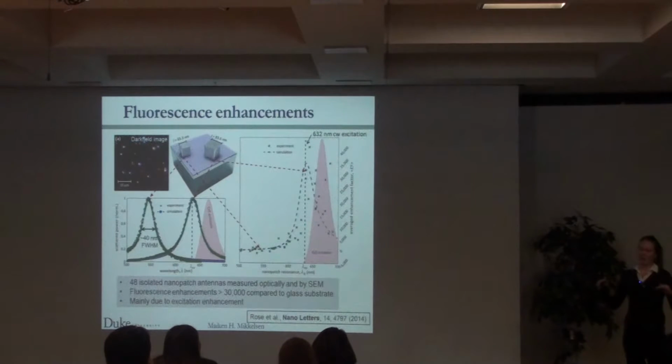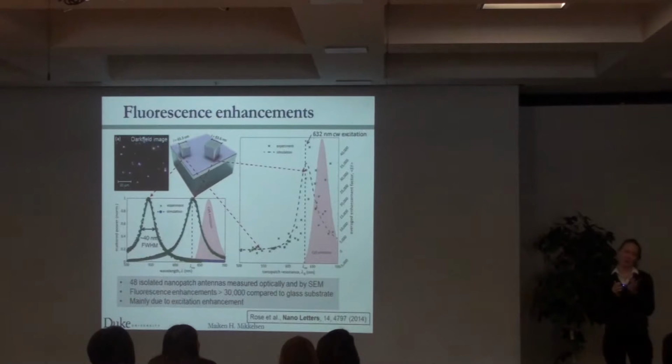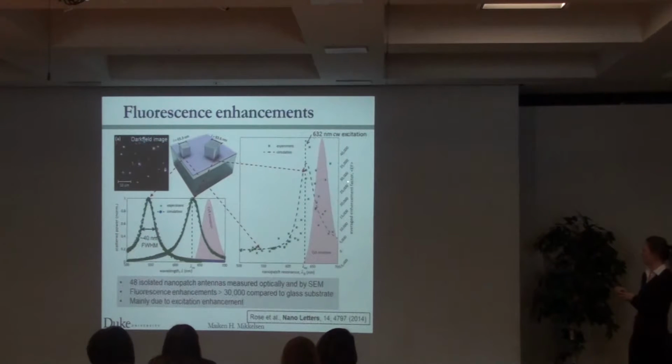So if you just have dye molecules on glass, a lot of the radiation is actually sucked into the substrate. But since we are having these nanoantennas, we are actually redirecting this emission, which just means that in this case, we are collecting a larger fraction of the total emitted light. So we have these three contributions, and in this case, the main contribution for the fluorescence enhancement is due to a more efficient absorption of our structures.